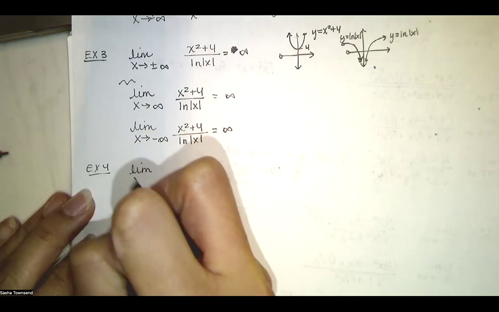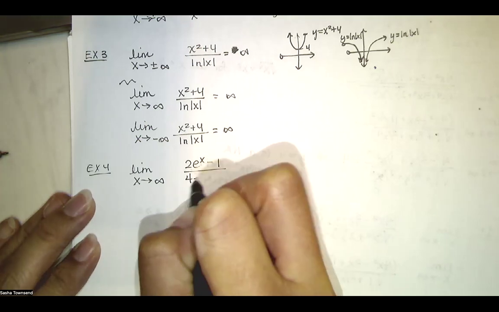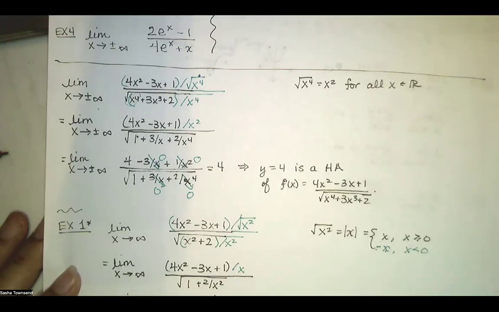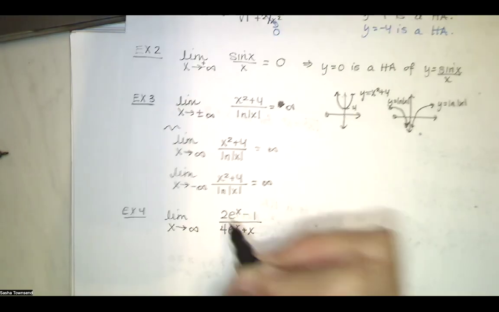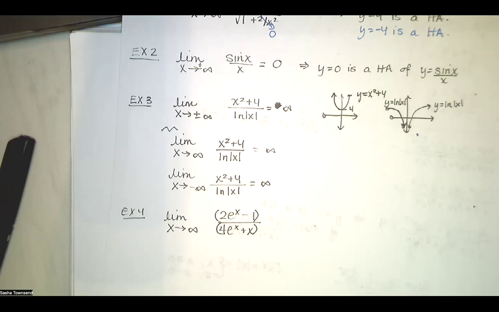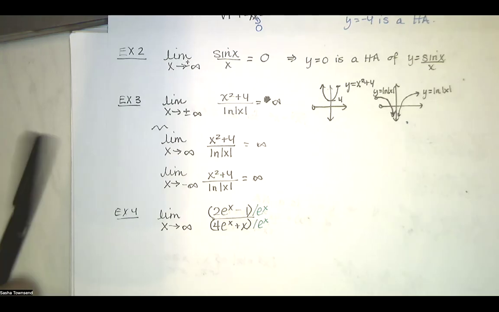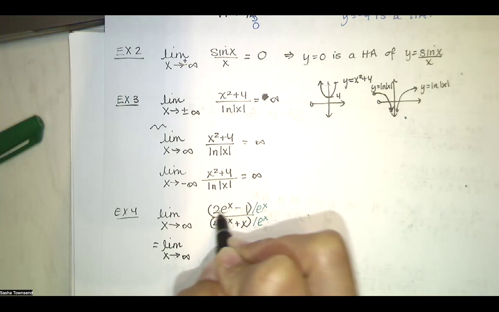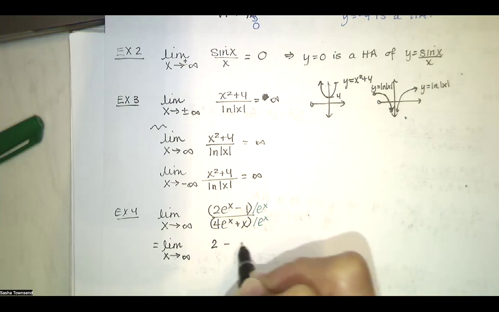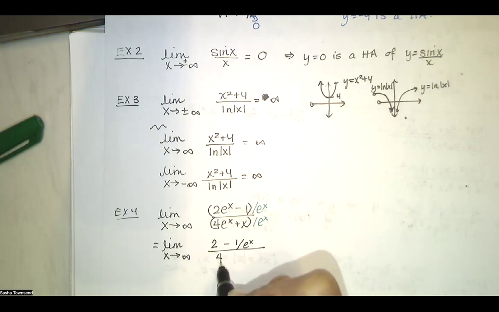The limit as x goes to infinity of 2e^x minus 1 over 4e^x plus x. And e to the x grows faster than x. So we're going to divide by e to the x here and here. 2e^x divided by e^x is just 2. And then we've got 1 over e^x. 4e^x divided by e^x is 4. And then we've got x divided by e^x.